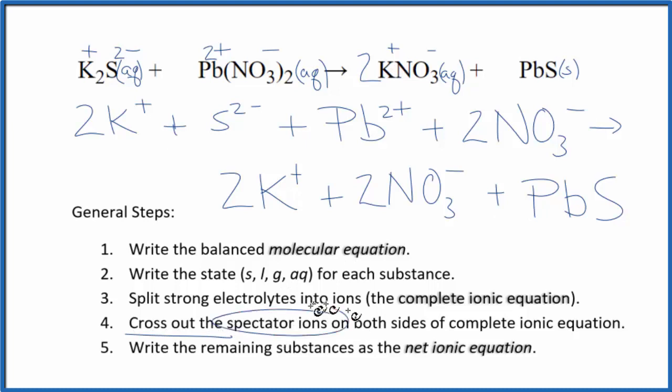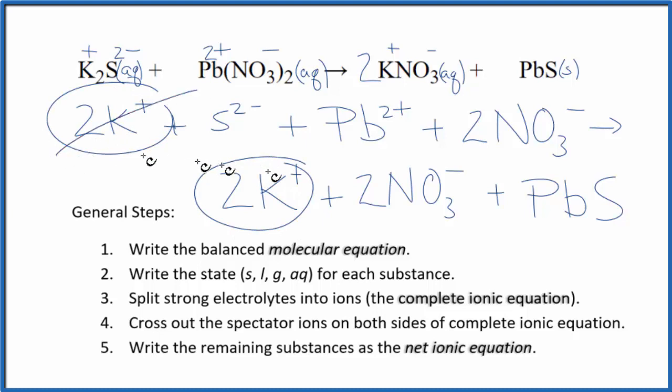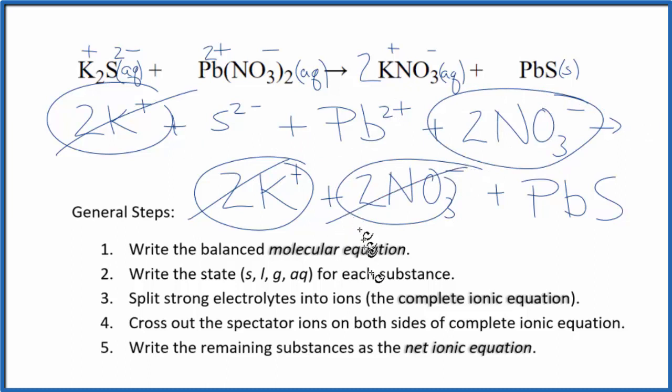Now we can cross the spectator ions out. They're on both sides of that complete ionic equation. I can see in the reactants we have 2 potassium ions, and in the products, get rid of that. 2 nitrate ions in the reactants, 2 in the products, get rid of that. What's left is the net ionic equation for potassium sulfide plus lead(II) nitrate. I'll clean this up and add the states in, and we'll have our net ionic equation.